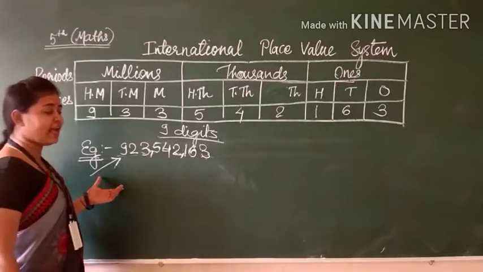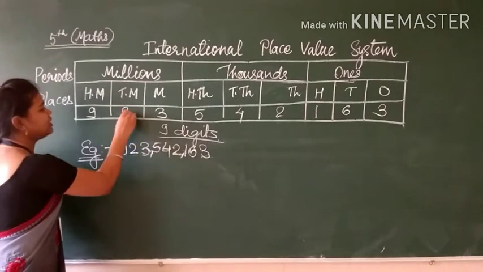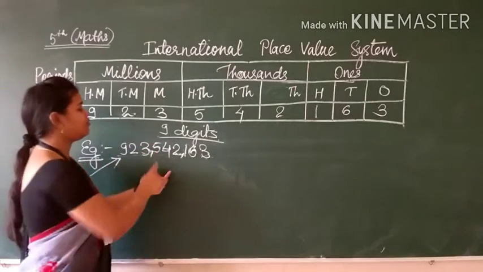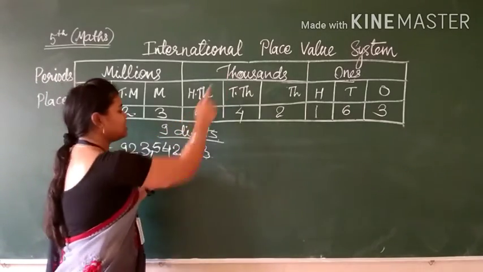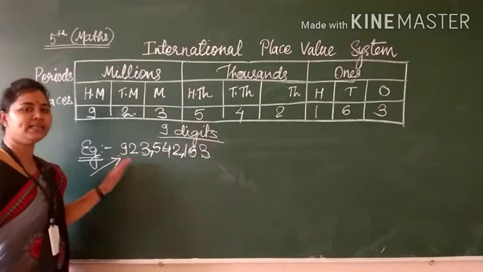So this will be read as 2,923 million, 542,000 and 163. So this number will be read as this.